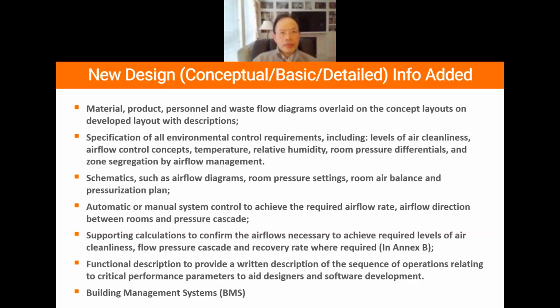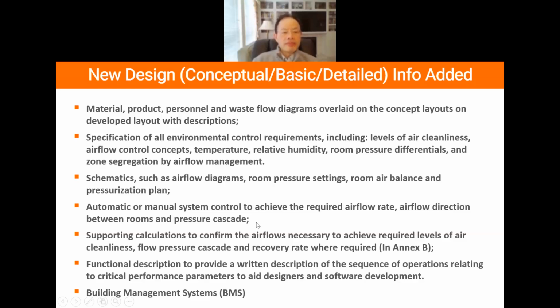You may have multiple stages of pressure: high, medium, low, neutral. Some rooms could be in negative pressure, so we call it pressure cascading. And all this needs to be indicated. And automatic or manual control to achieve required airflow rate, airflow direction between rooms, and a pressure cascade.